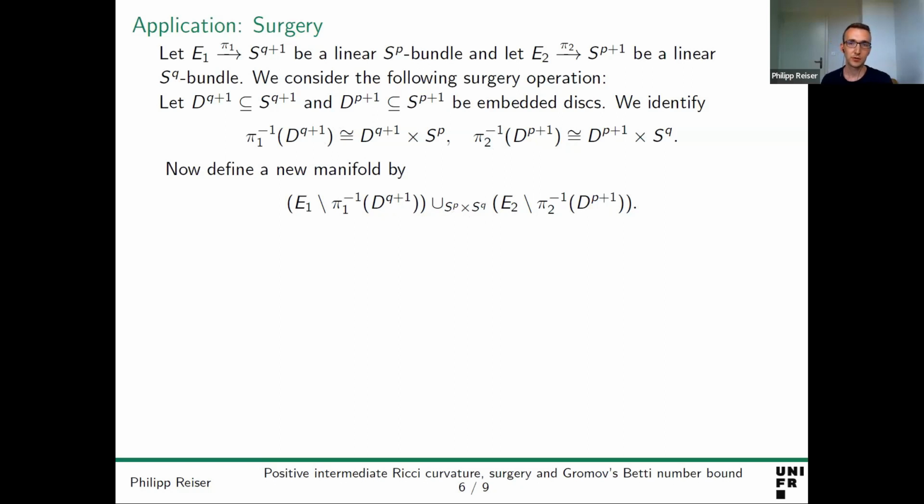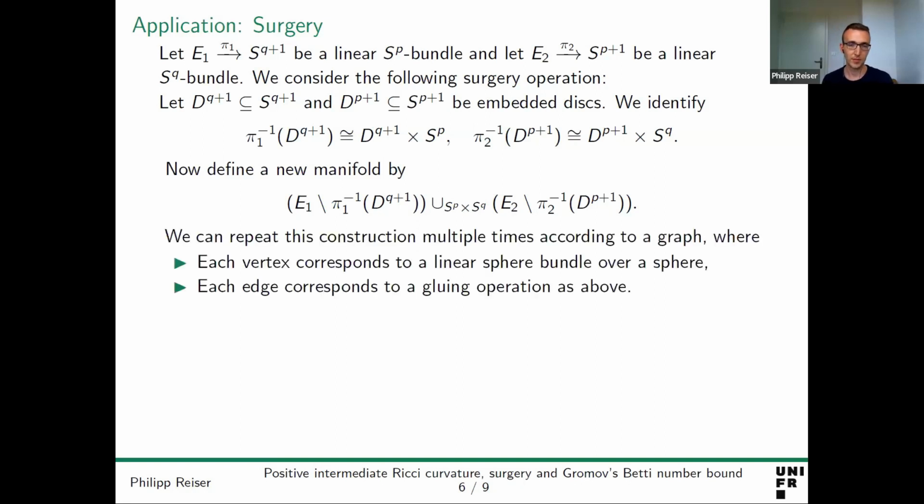So this is what we can do for two given sphere bundles. But of course, we can also do this to several sphere bundles, and we can do this gluing operation several times. And this gluing information can be stored in a graph where each vertex is a linear sphere bundle over a sphere, and each edge then corresponds to a gluing operation in this sense. And for all this to make sense, of course, the dimensions have to match, as in this case. So in this way, from every graph, we obtain a manifold.